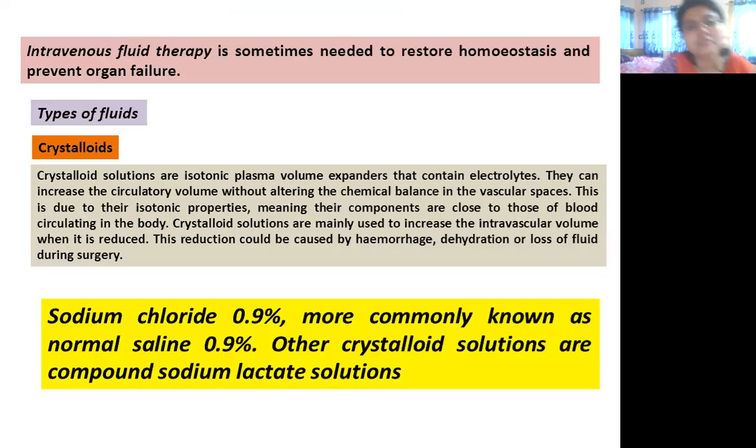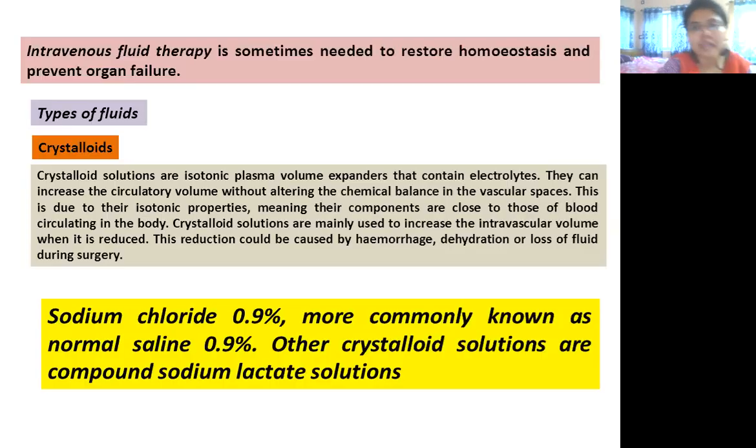Now we can say that intravenous fluid therapy with saline is sometimes needed to restore the homeostasis process and to prevent organ failure. So generally, crystalloid solutions are isotonic to plasma. In the case of our human physiological system, these are isotonic plasma volume expanders that contain an electrolyte, in terms of sodium chloride 0.9%, commonly known as normal saline.